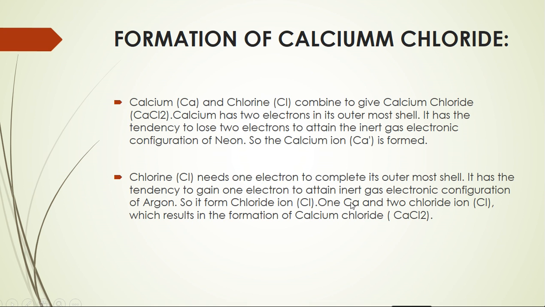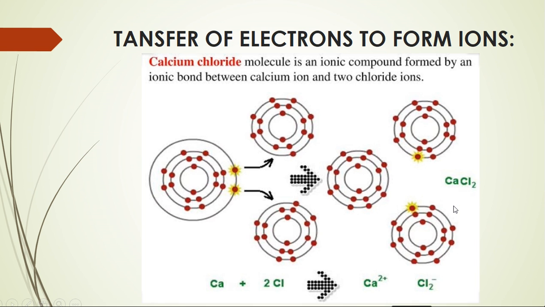Clear? So in the case of sodium chloride, 1 sodium was enough for chlorine, but here for 1 calcium, 2 chloride ions are needed. Why? Because calcium can give 2 electrons. So for gaining those 2 electrons, there should be 2 chloride ions, because a single chloride ion can gain only 1 electron at a time. Transfer of electrons to form ions. Calcium chloride is an ionic compound formed by an ionic bond between a calcium ion and 2 chloride ions.